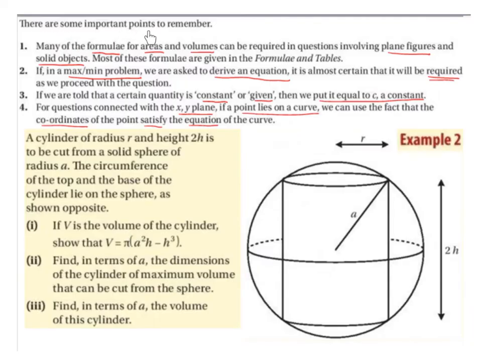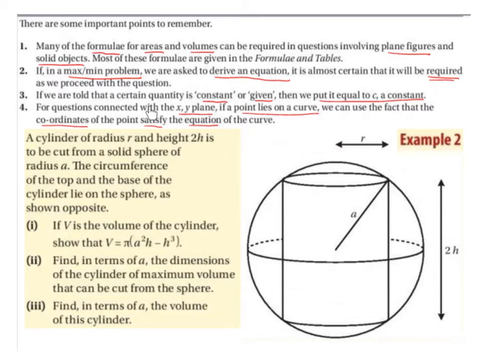There are some important points to remember. Many of the formulae for areas and volumes can be required in questions involving plane figures and solid objects. Most of these formulae are given in the formulae and tables. If in a max-min problem we are asked to derive an equation, it is almost certain that it will be required as we proceed with the question. If we are told that a certain quantity is constant or given, then we put it equal to c, some constant.